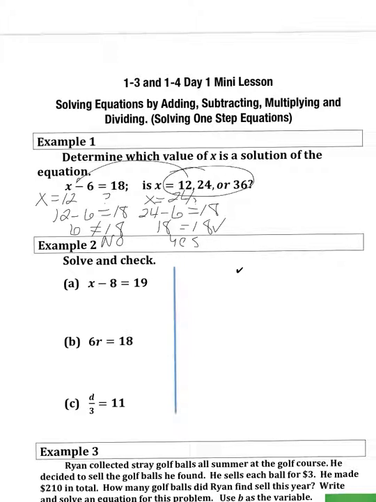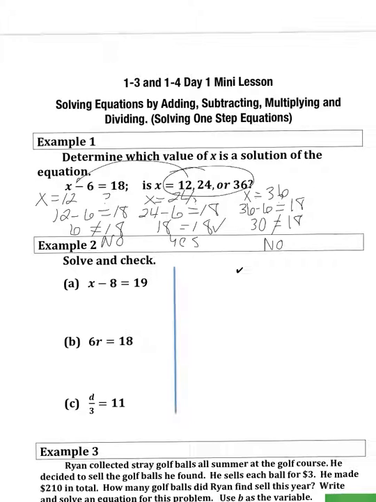Now, you probably would assume at this point that you're done, and you are correct, but it is a good idea to always try the third option just to make sure that you did not make an error in the previous attempts. So let's try when x equals 36. And if we put 36 in for x, we would have 36 minus 6 equals 18. 36 minus 6 is actually 30. And so we would say, no, this is not a solution. So that was example 1.